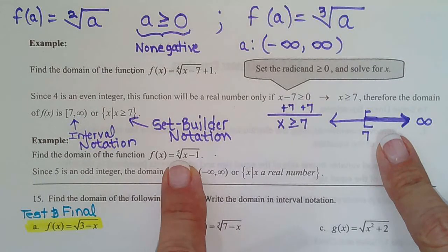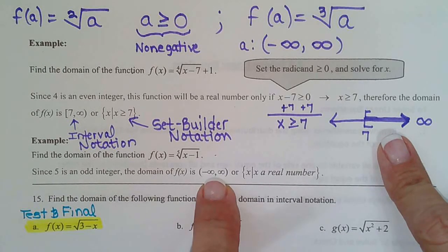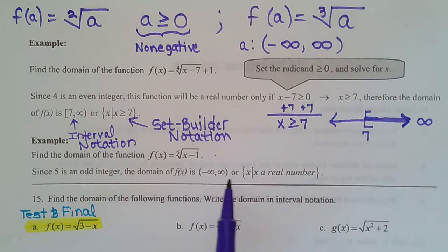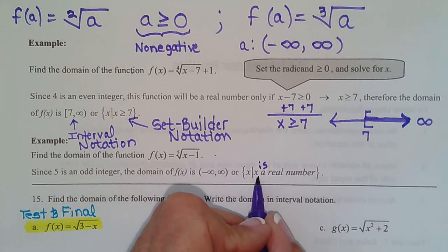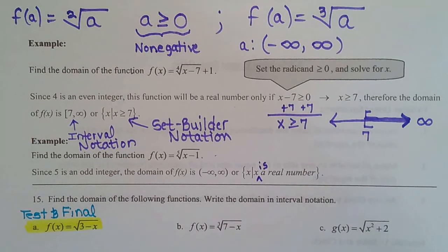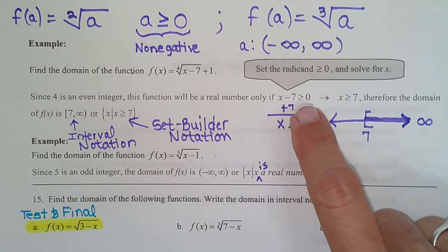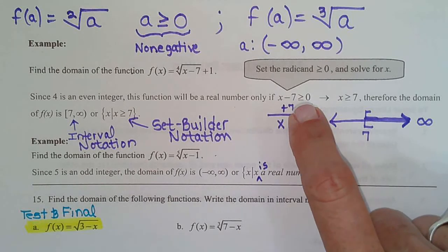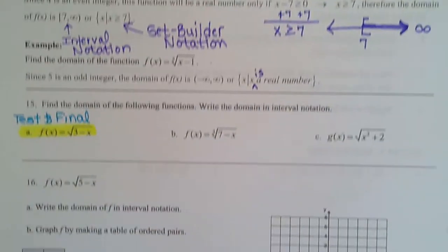Then we have an odd index for the next example, and we go, no work needed, love it. So here's our interval notation, and our set builder is x such that x is a real number. I think there's supposed to be an is there. X is a real number. That just sounds weird. So odd index, no work. Just go straight to that. Even index, take what's under the radical and make it greater than or equal to 0. That means don't let what's under the radical be negative, because we learned that's a non-real number.